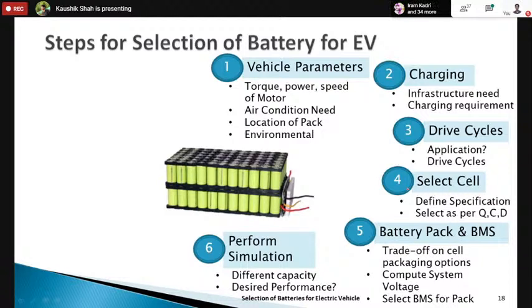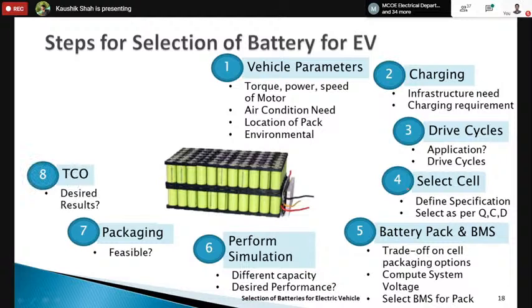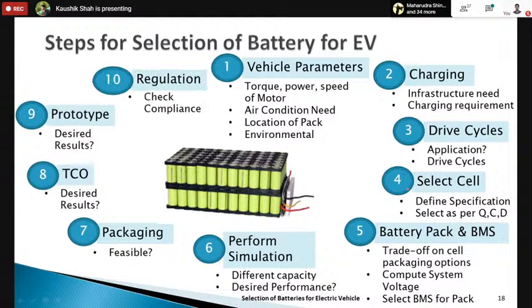So this would be iterative, because this has more to do with your vehicle system, and you would be able to grab the real performance requirement you can qualify. Then packaging: you need to do a packaging feasibility in the context of the vehicle. TCO, I think, is mentioned. Prototype: you need to do a desired result check against regulation. So more or less whatever I mentioned for the drive is similar for the battery pack, barring certain other parameters.